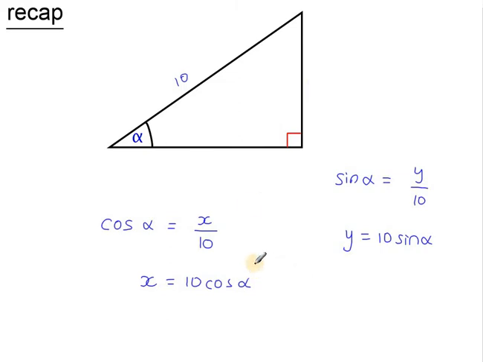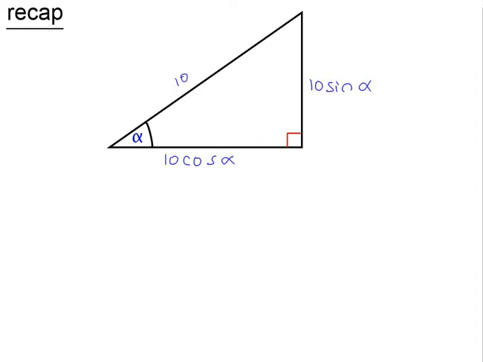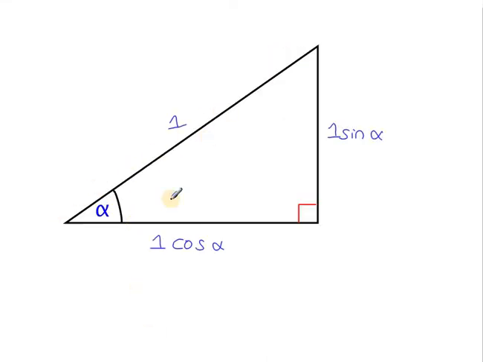So a quicker way to apply this is, if you know the hypotenuse and the angle, the adjacent side will be the hypotenuse, whatever that is, times cos alpha, and the opposite side again will be the hypotenuse times sine alpha. So in this triangle, if the hypotenuse is of length t, then the adjacent side will be of length t cos alpha, and the opposite side is t sine alpha. In this triangle, the adjacent is 1 cos alpha, and the opposite side is 1 sine alpha.